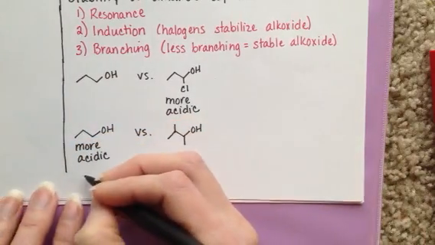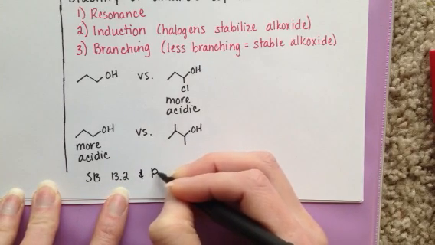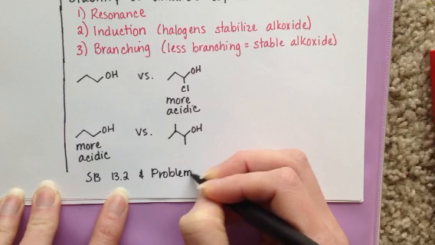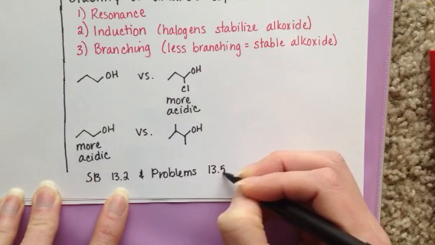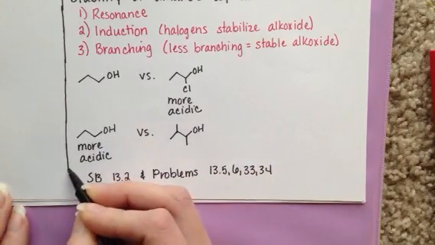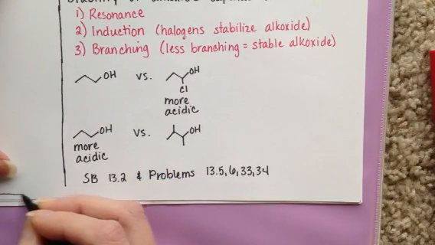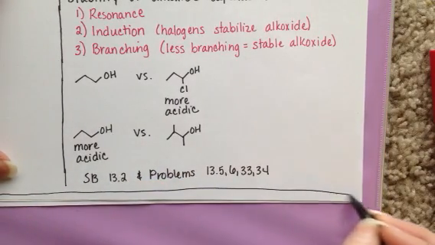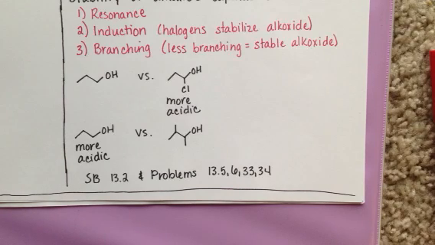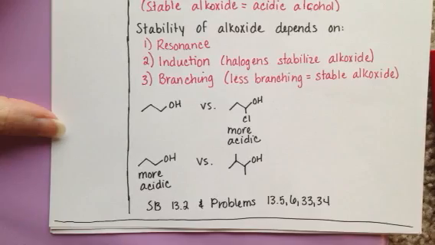You can practice this concept with Skill Builder 13.2 and problems 13.5, 13.6, 13.33, and 13.34. All of these are sets of alcohols, pairs of alcohols, and you just have to pick out the one that is the most acidic. Some of them are trickier than others, but basically it's just applying these concepts and picking out the most acidic alcohol. And your study question for this section is, how do you determine the stability of an alkoxide?